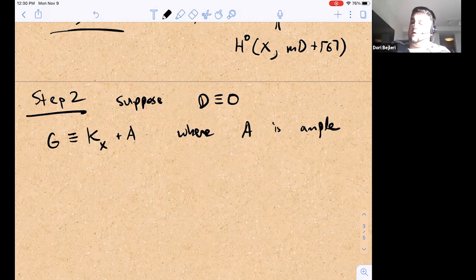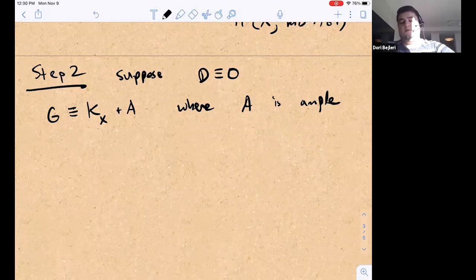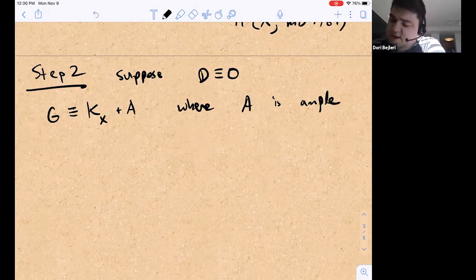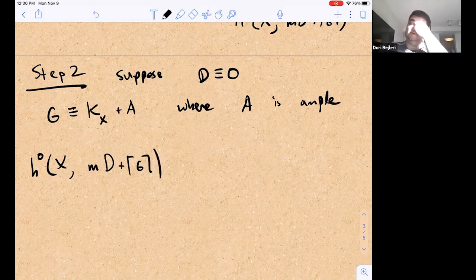That's just rewriting our equality when we plug in that D is actually numerically 0. And so we get that H0 of X, MD plus the roundup of G. That's the thing we want to show is not 0.